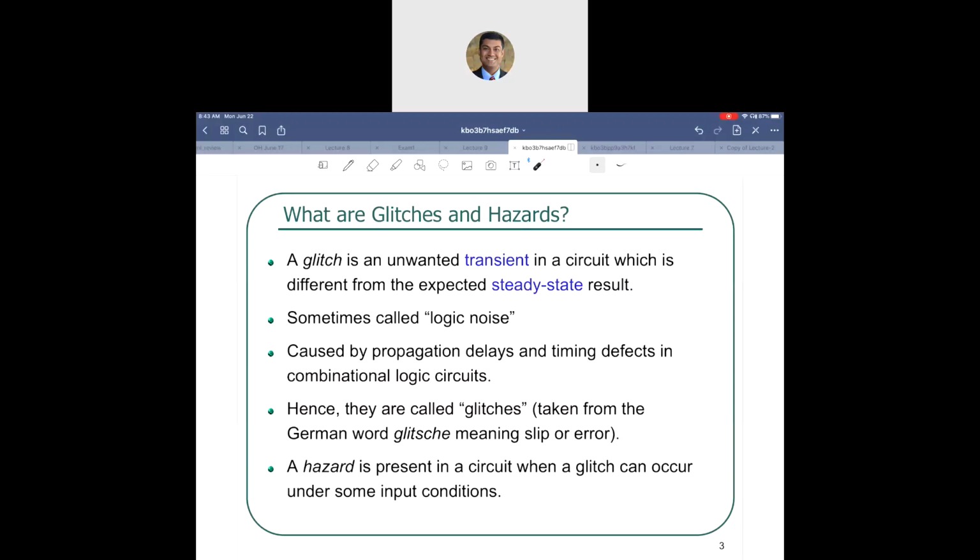All right, so sometimes the glitch is called logic noise. It is caused by the propagation delays and the timing defects in the combinational logic circuits. So more specifically, it's not the propagation delay, it is specifically the gate delay. So the gate delay is what could cause a glitch in that case.